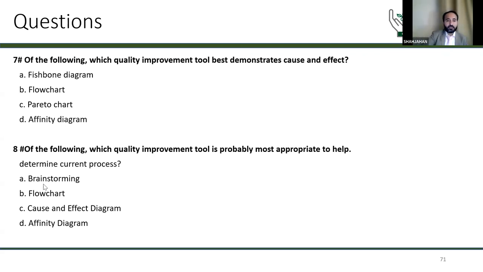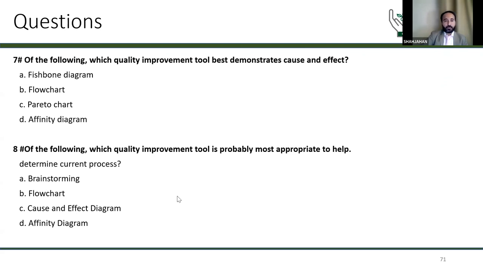B is the correct answer because we will use the flowchart to understand our procedure. As we discussed before, we use a flowchart with different shapes so that we will know this is the start of the procedure, this is the end of the procedure. Diamond means this is the decision. So this is the flowchart.